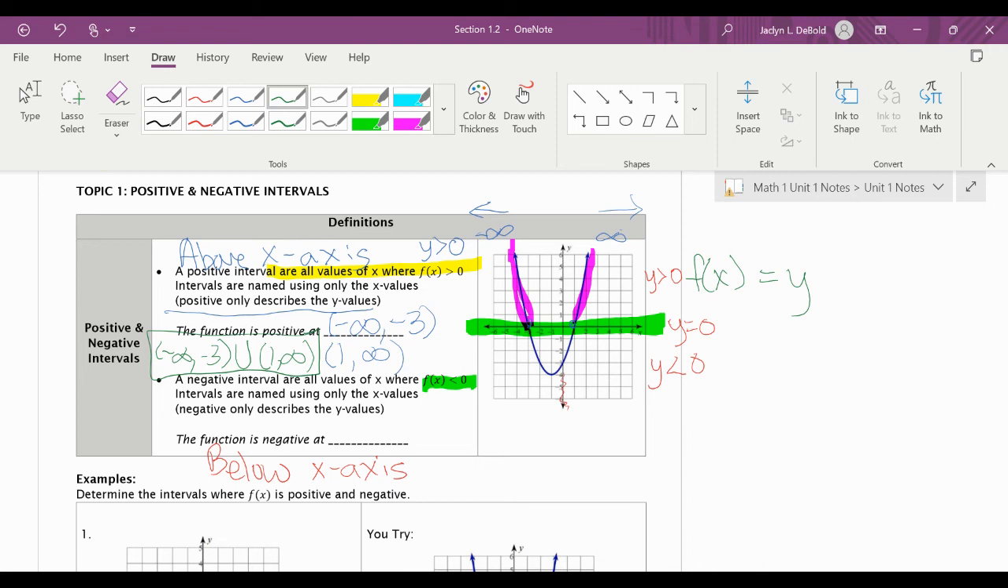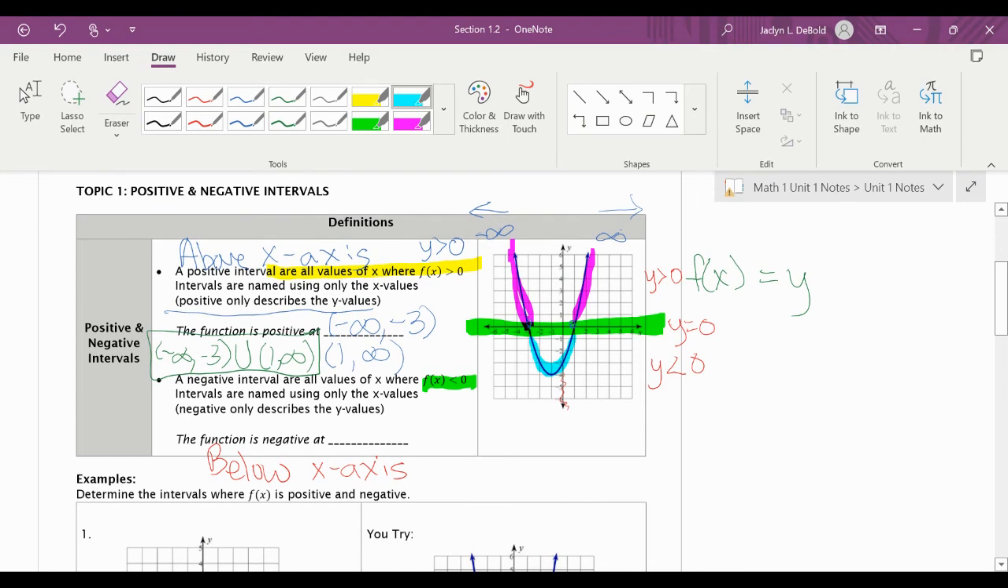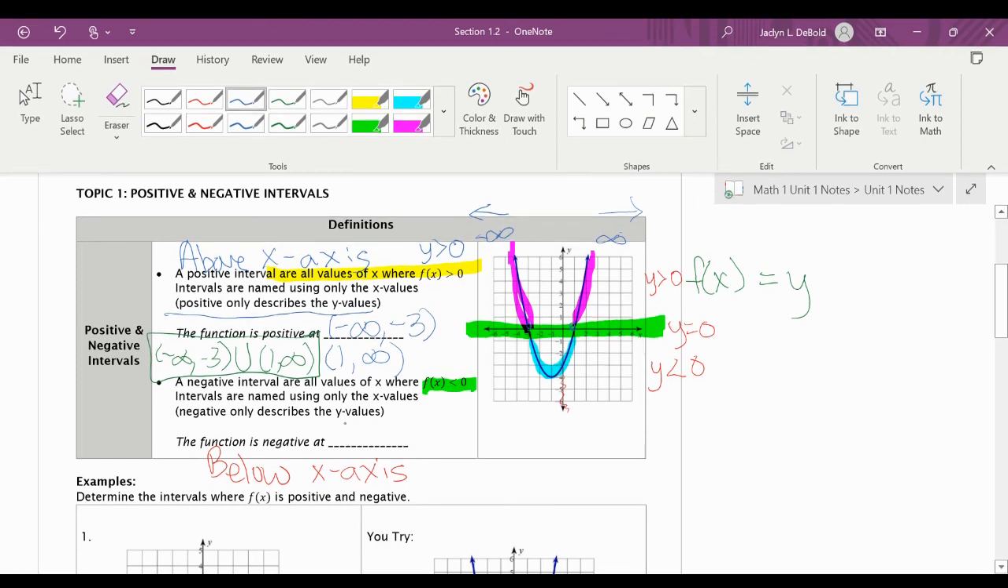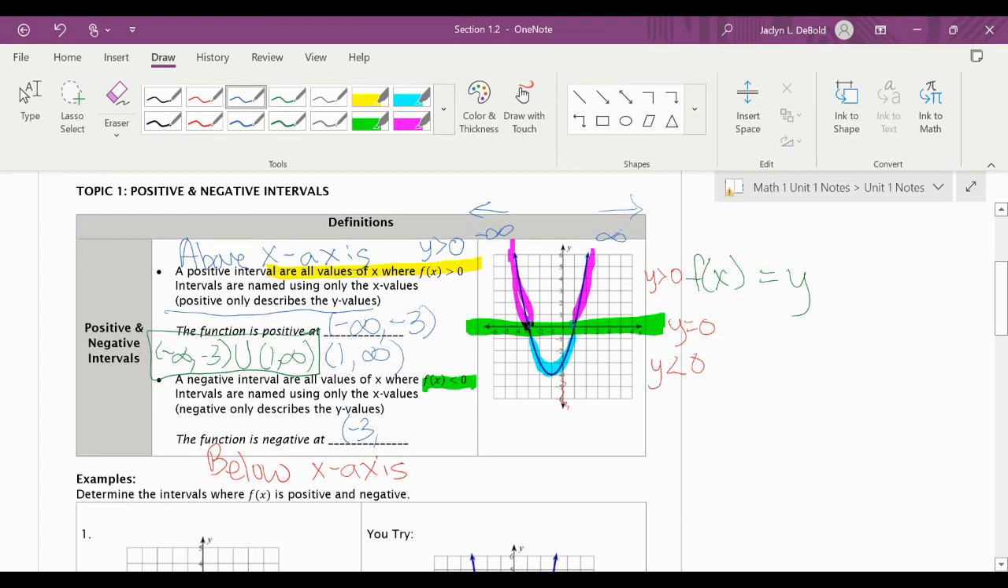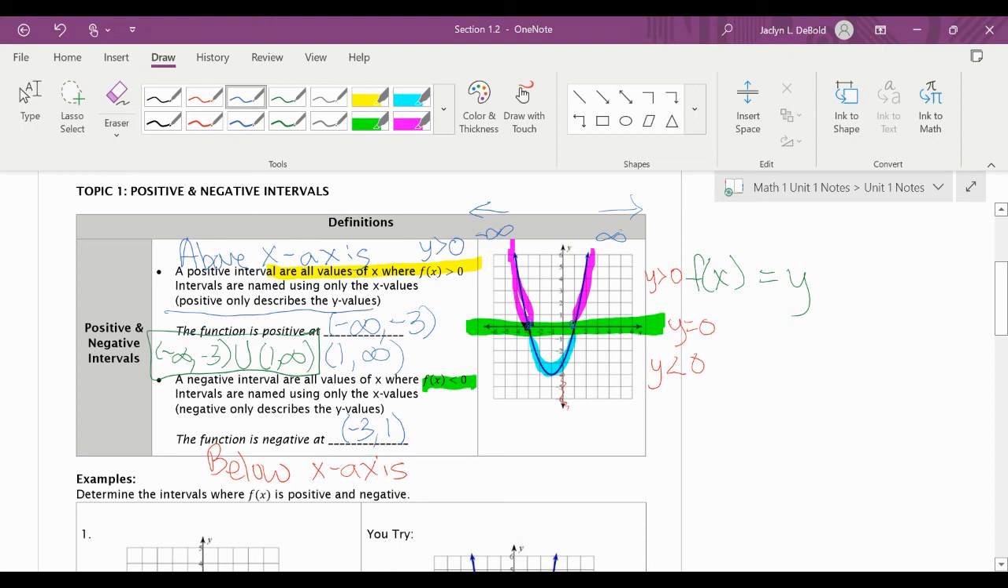For the negative interval, that's when it's below. So you can see that it's actually below right here. So it actually has a beginning and an end. So we can see it starts at -3. I'm not going to include that point because it's not increasing or decreasing or anything at that point. And then it stops at 1. So it goes from -3 to 1. That's our blue. So the function is negative from -3 to 1.